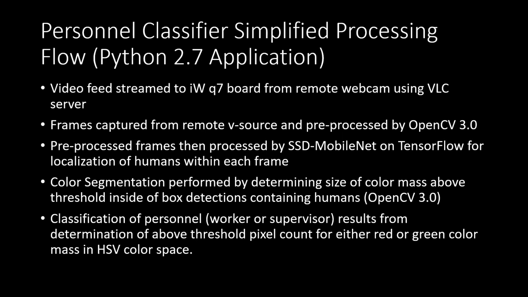Color segmentation is performed by determining the size of the color mass above a threshold value inside of each box detection containing a human. This is done by OpenCV 3.0. Classification of personnel, whether they're a worker or a supervisor, results from a determination of the above threshold pixel count for either a red or green color mass within the HSV color space.